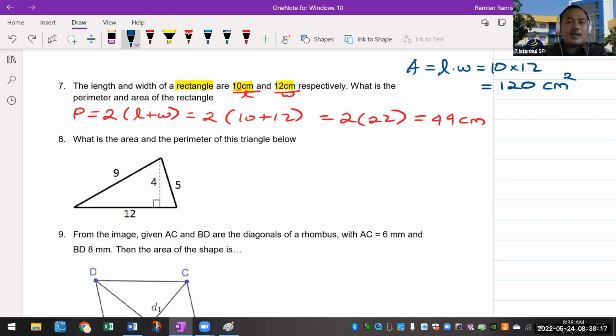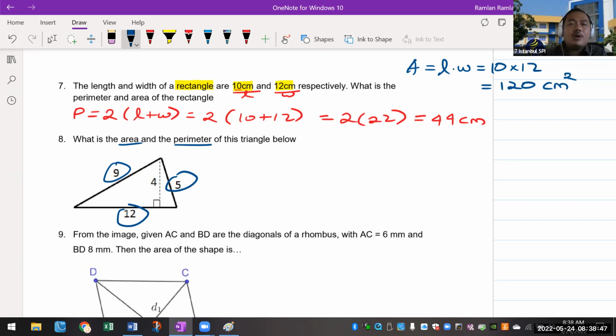Okay, the next one is again about the area and the perimeter. For a triangle, be very careful, guys. Be very careful with triangles. Sometimes you see that the height is not one of the sides. For this question, the height is not one of the sides. The sides are 9, 12, and 5. But none of these are pairs of base and height.